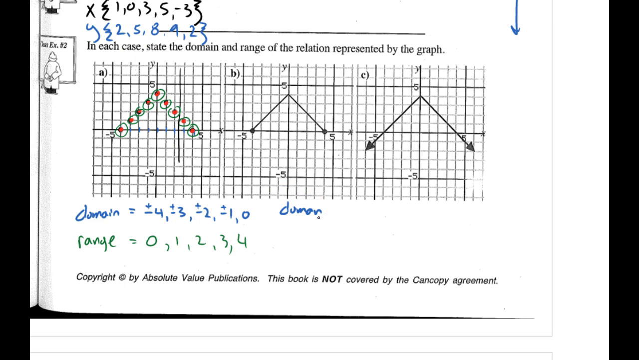The domain now is going to be written like this, because x is continuous. In other words, it can take on every value from -4 to 4. So how do we write that? We have to use an inequality.